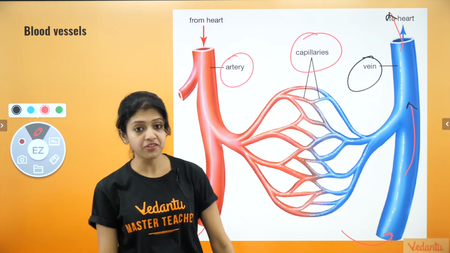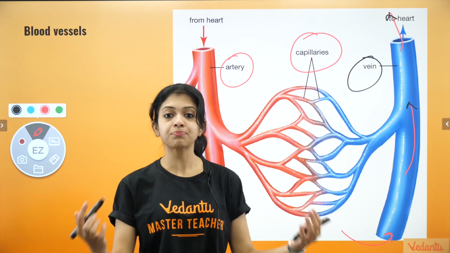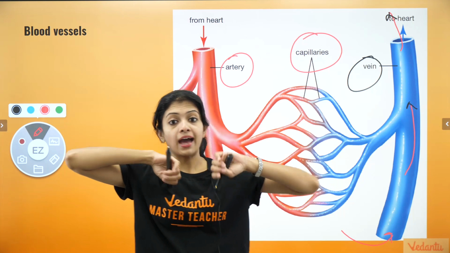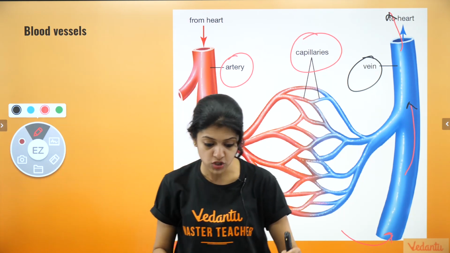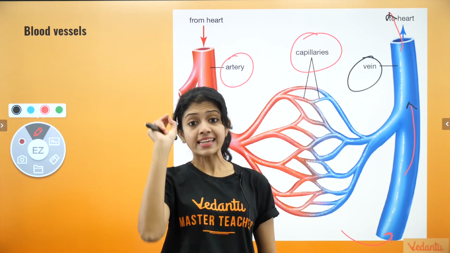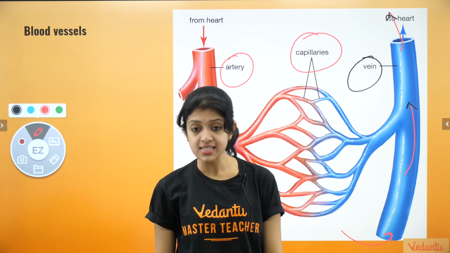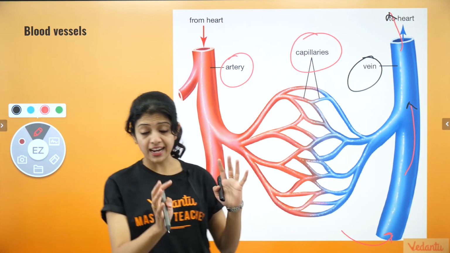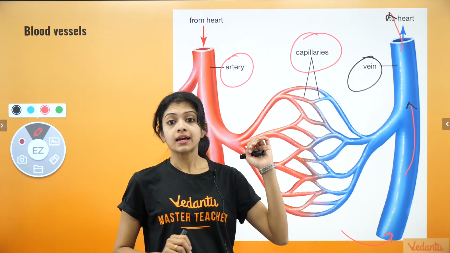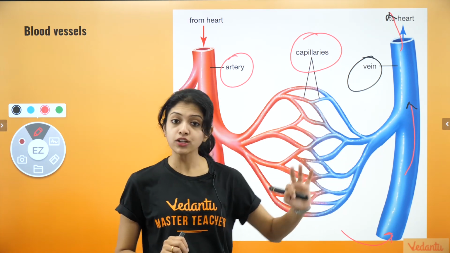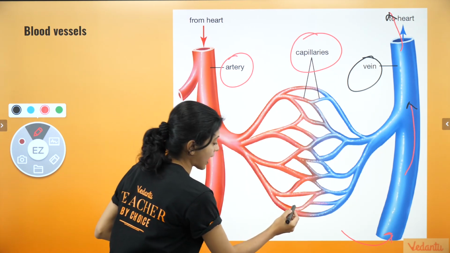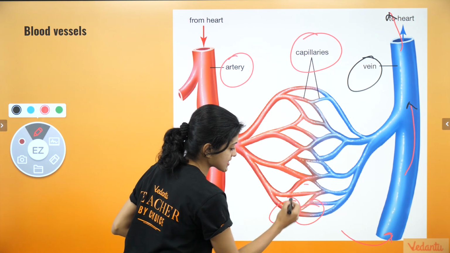What do the capillaries do? Capillaries act something like a connection between these two. Arteries branch and further branch into very, very tiny, thin-walled blood vessels, which we call capillaries. Capillaries, in fact, form the connection between the arteries and the veins. And of course, they are very, very thin-walled so that they are in touch with the cells of the body.